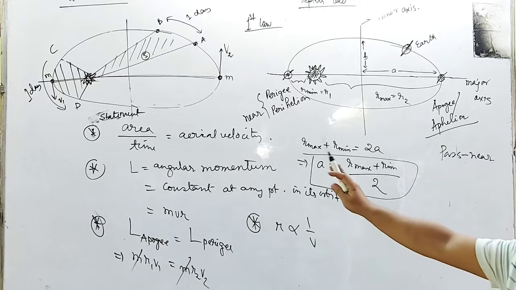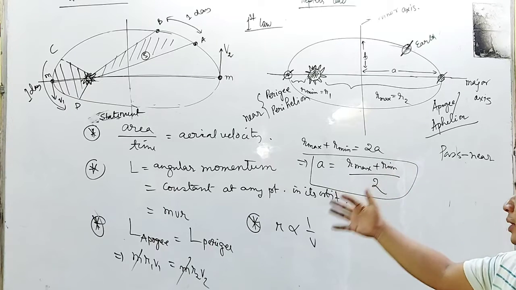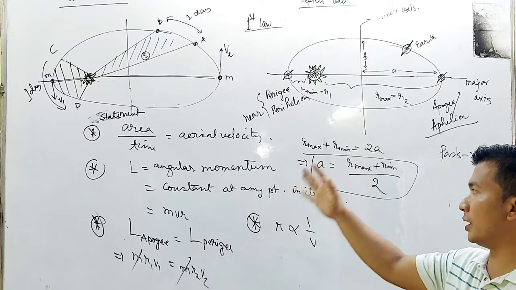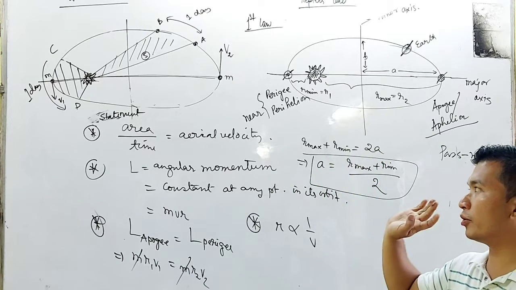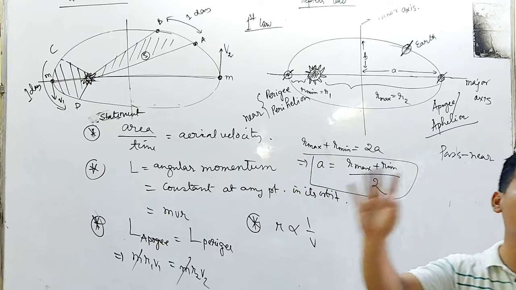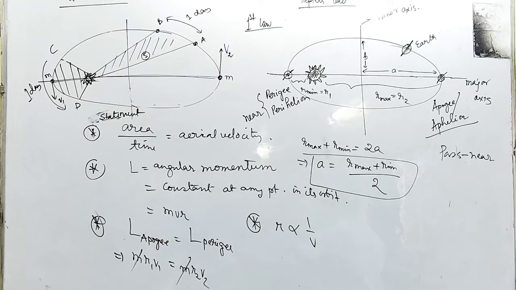For the second law, you have to remember basically four points. From the definition point of view, the areal velocity will remain constant. Areal velocity is nothing but angular momentum. In terminology, if you convert the physical quantity of areal velocity, it will be angular momentum.